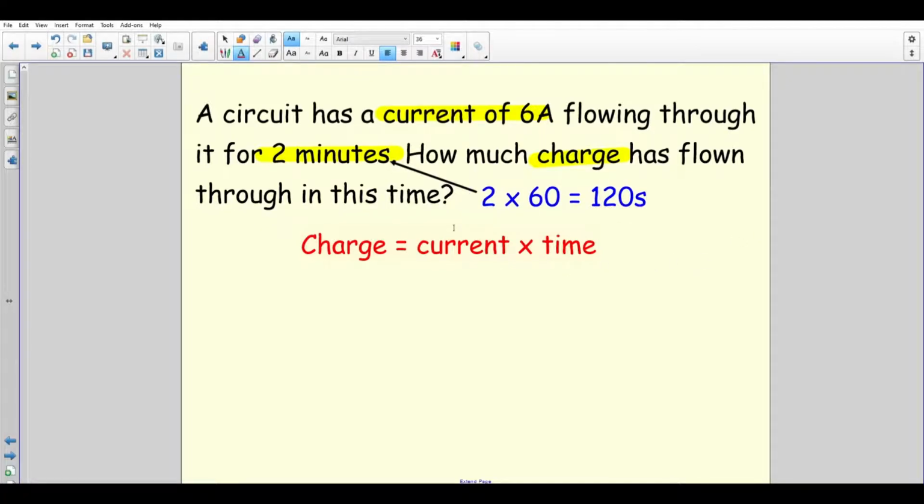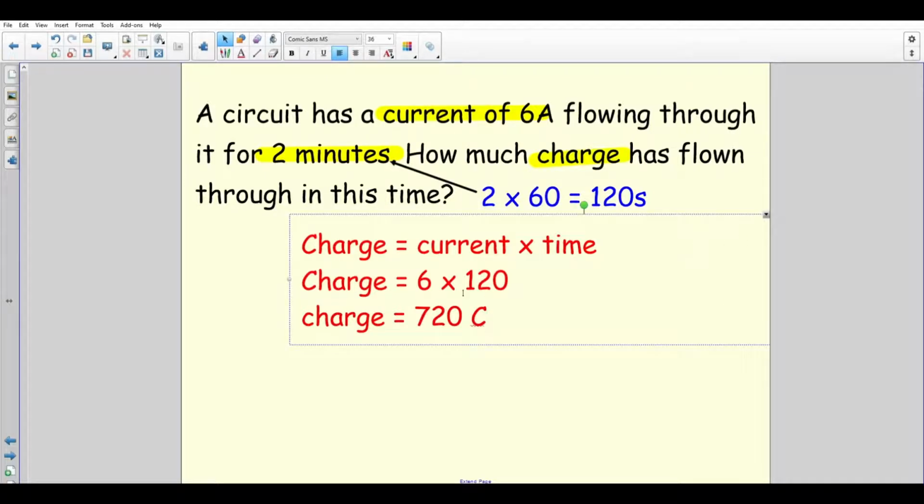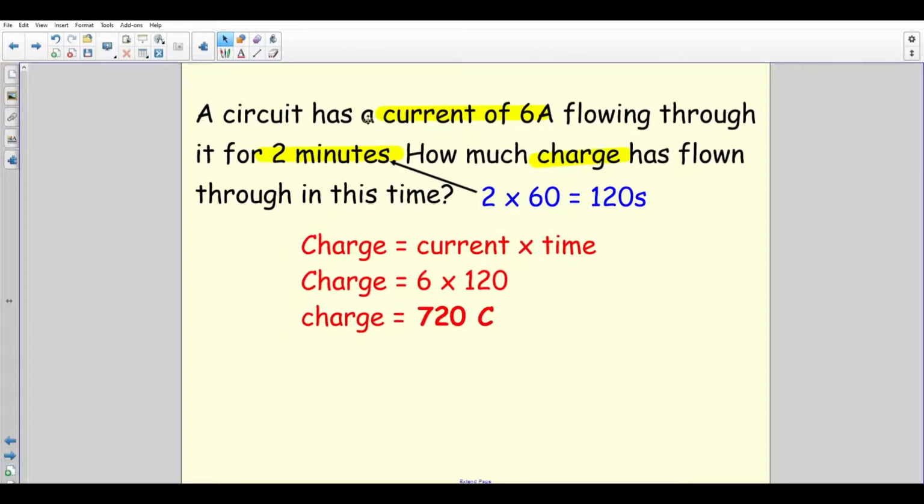So when I put that into my equation, my next line is going to look like charge equals my current, which is 6, times my time in seconds, which is 120. Then I can just work that straight out. So my charge equals 6 times 120, which equals 720. I'm going to put a capital C on the end for coulombs, because that's the unit I'm going to use. So I've got my answer there, 720 coulombs.